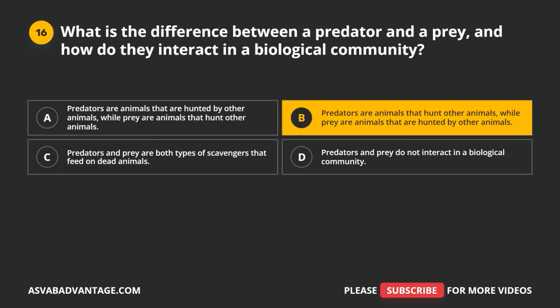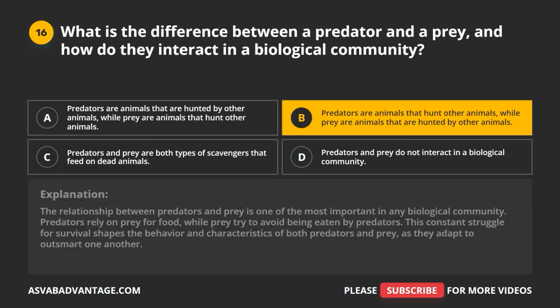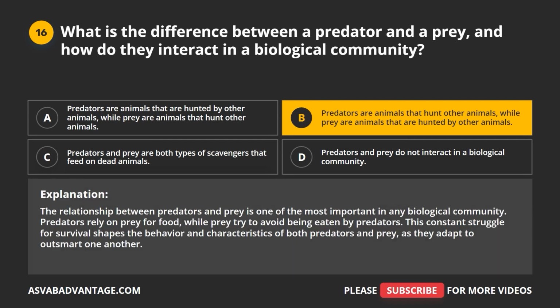Predators are animals that hunt other animals, while prey are animals that are hunted by other animals. The relationship between predators and prey is one of the most important in any biological community. Predators rely on prey for food, while prey try to avoid being eaten by predators. This constant struggle for survival shapes the behavior and characteristics of both predators and prey as they adapt to outsmart one another.